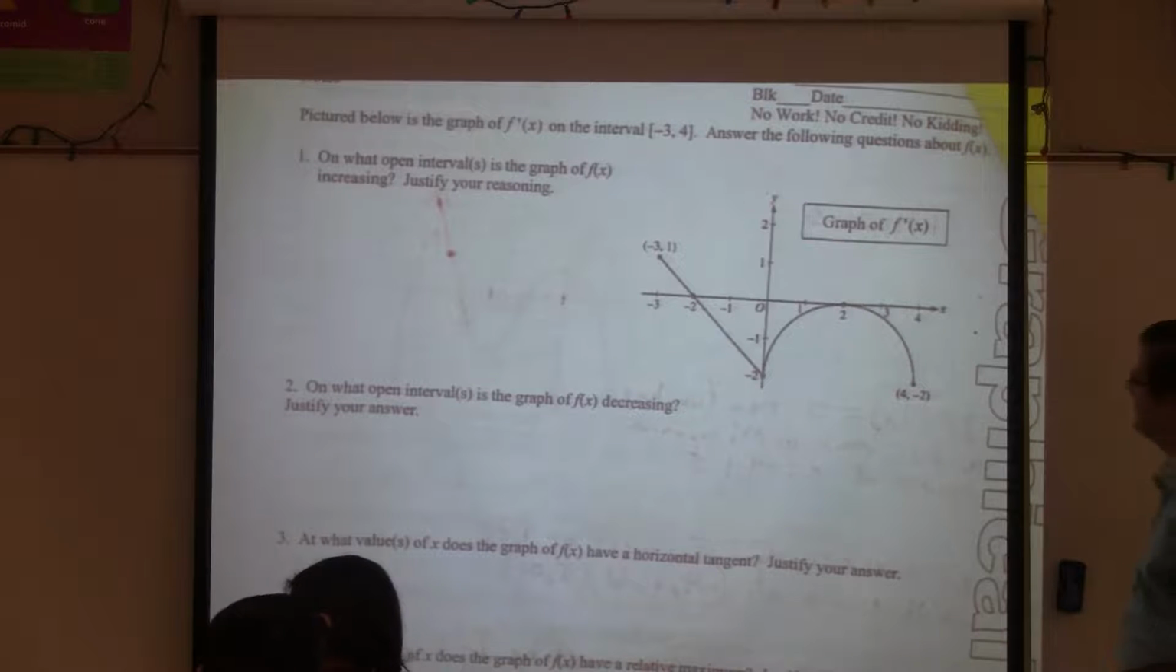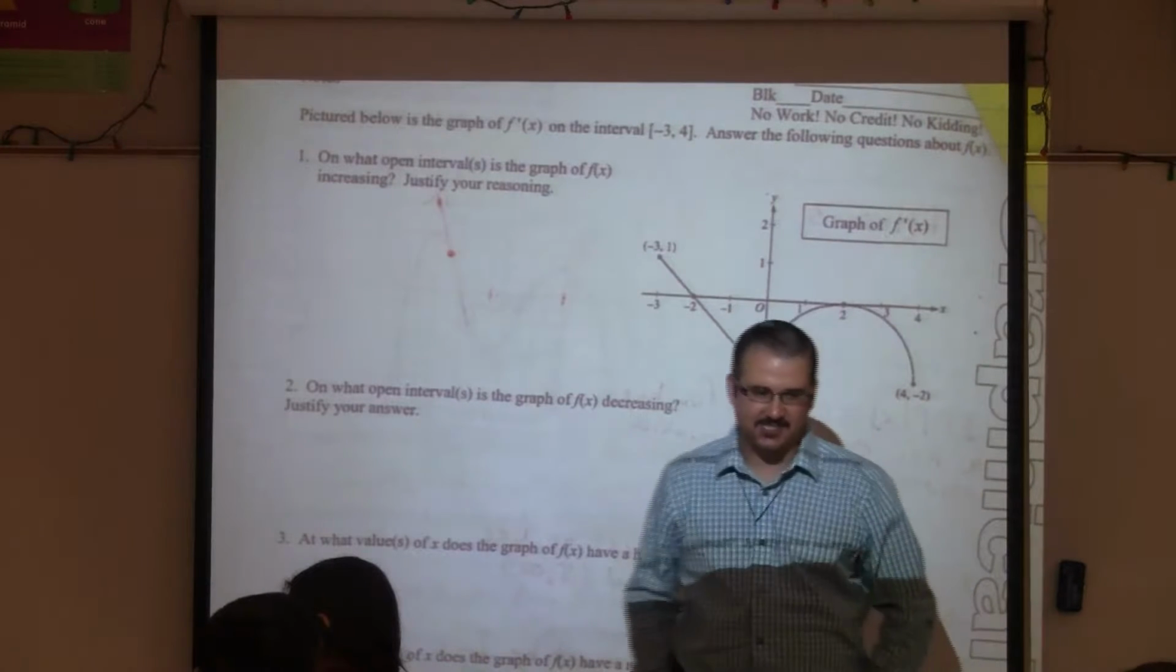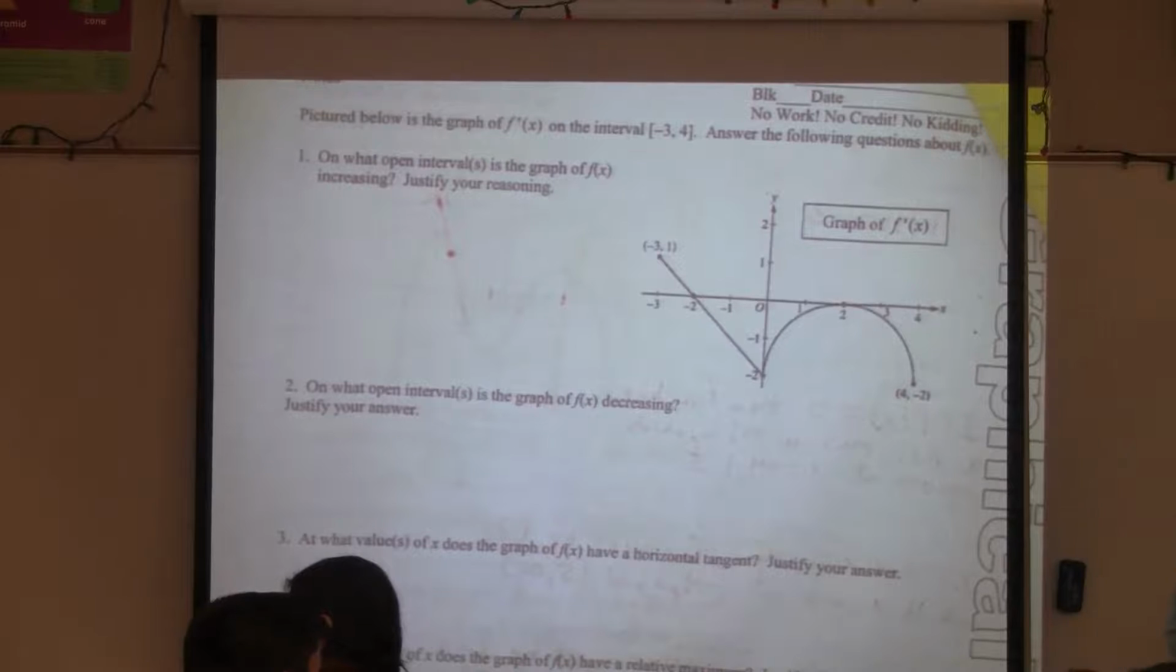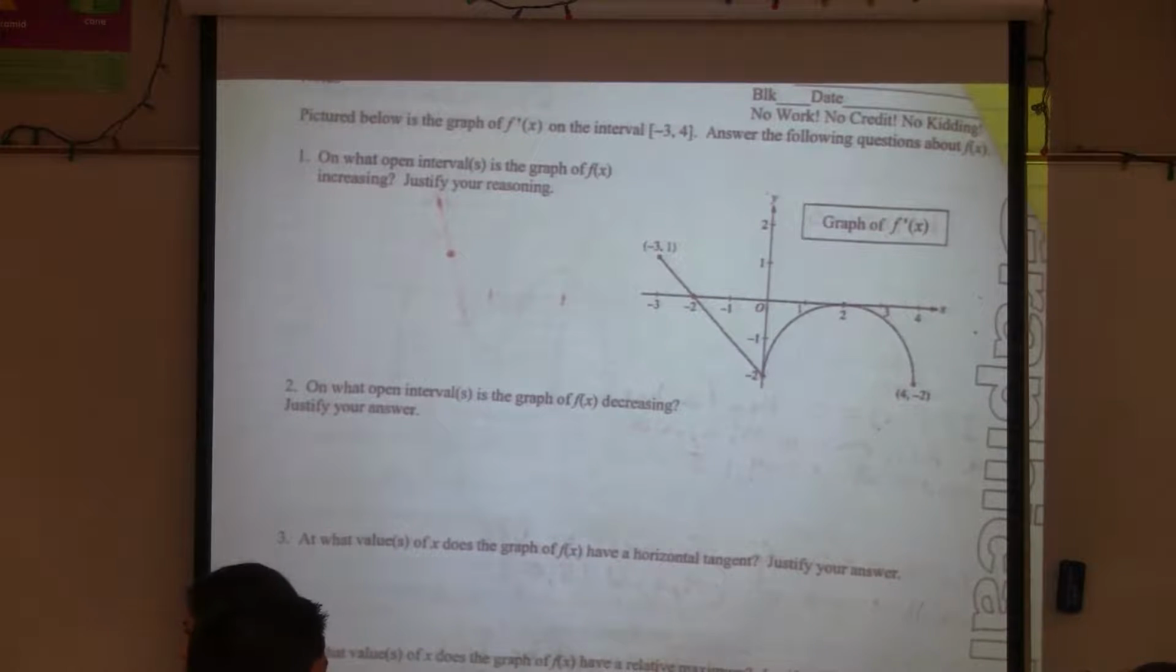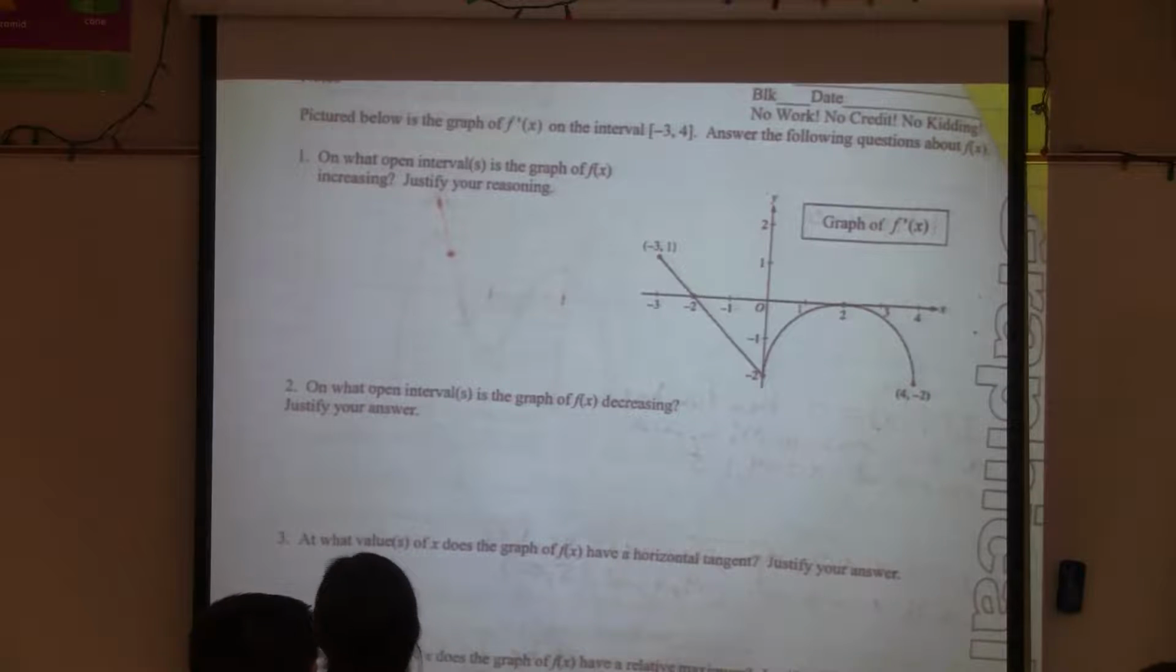Yes? Alright, so let's look at what they're giving us. What are they giving us? F prime graph. F prime. So is this the original graph? No, this is the derivative, right? So this is the list of the slopes. Alright, so let me label it.